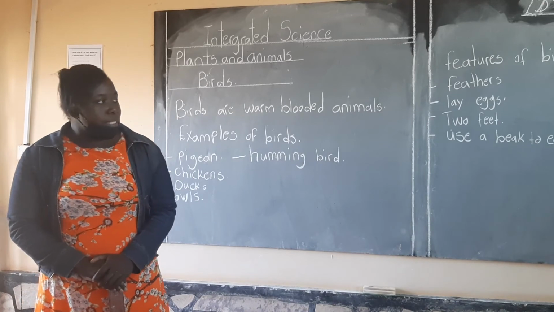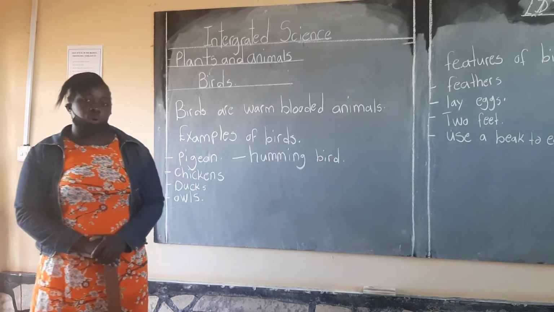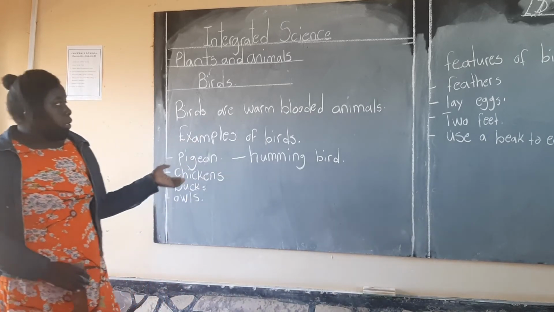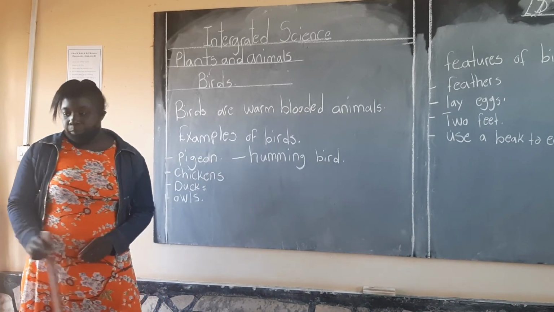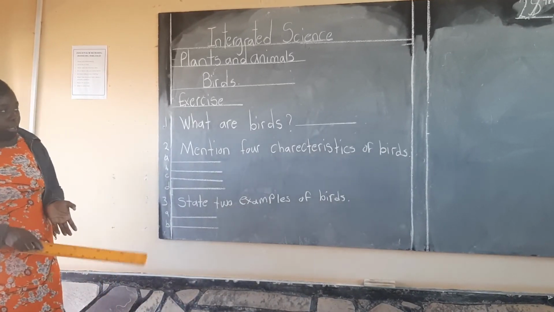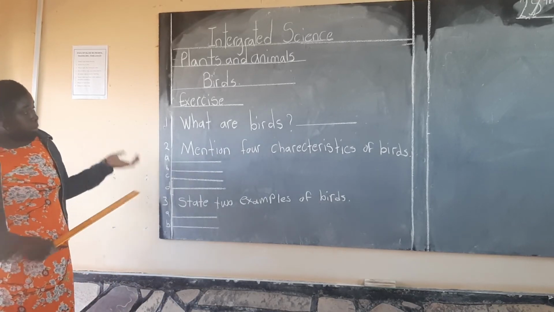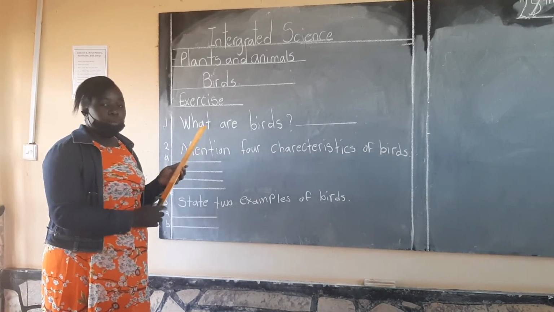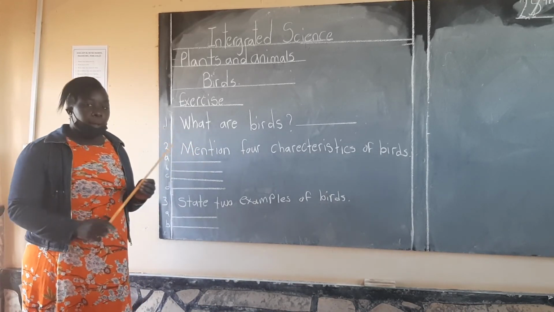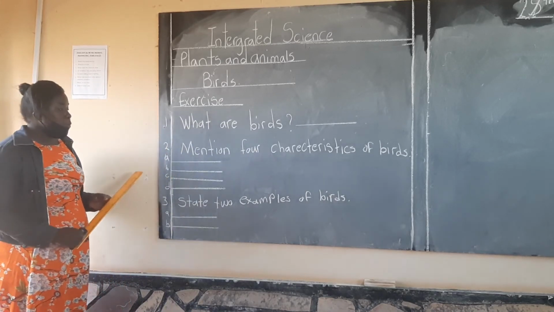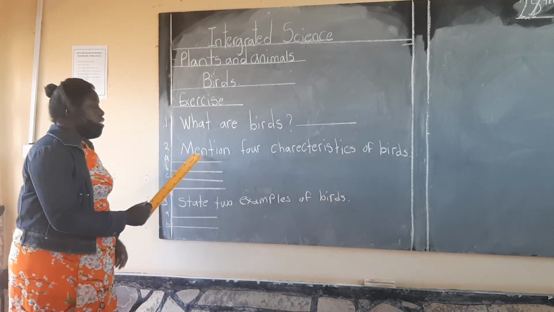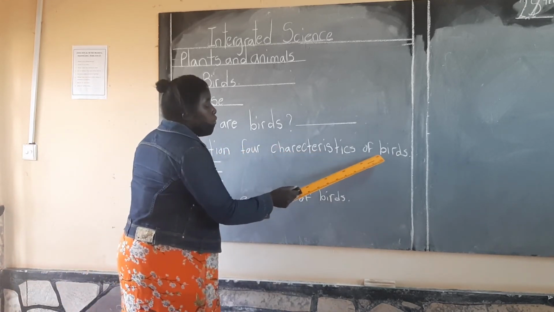What I want us to do is an activity or an exercise together. We are going to do an activity on the same topic we have been looking at. Let us go through the activity. Number one, what are birds? I want you to tell me what birds are. And then number two, mention 4 characteristics of birds.